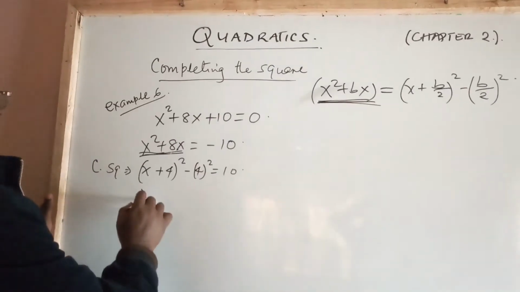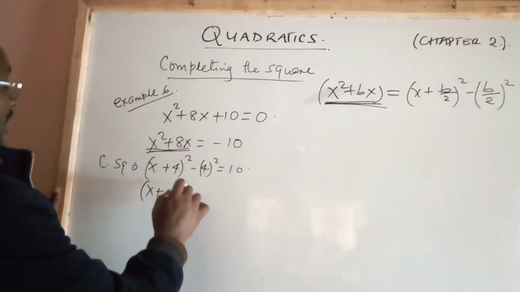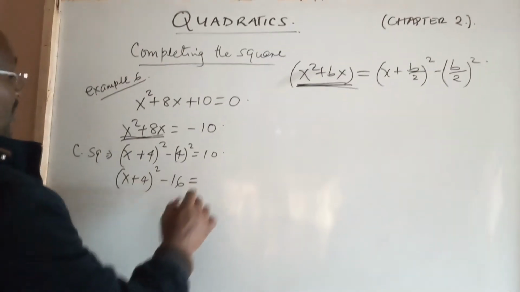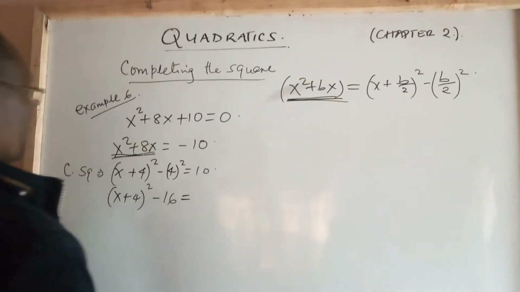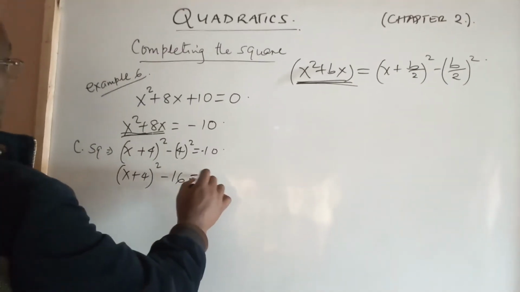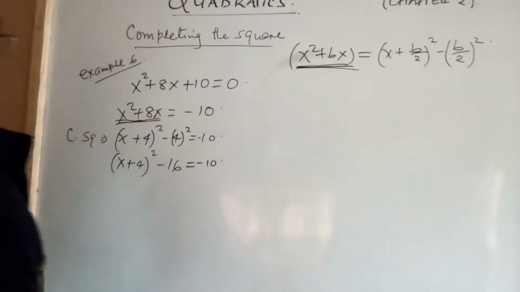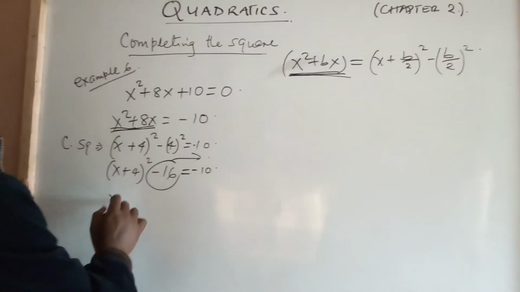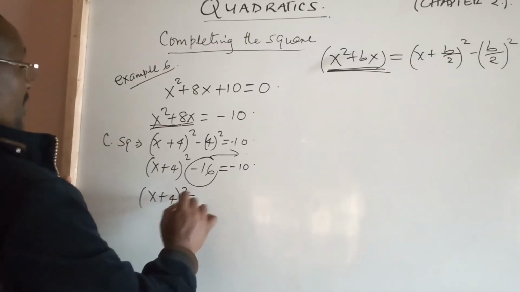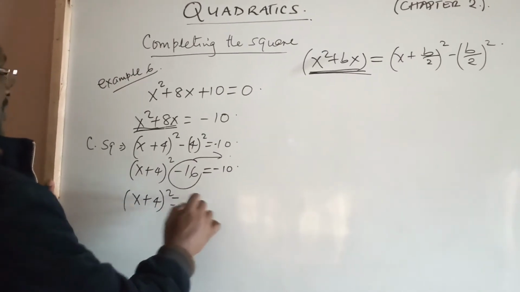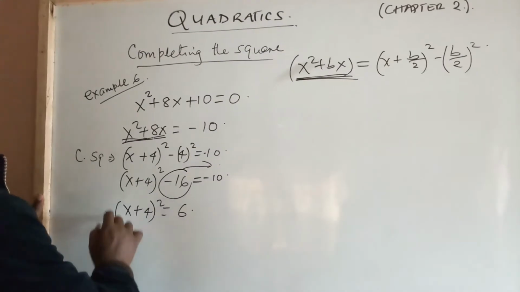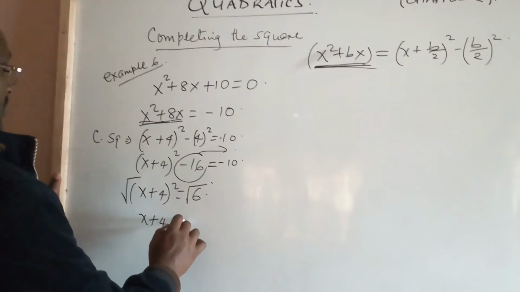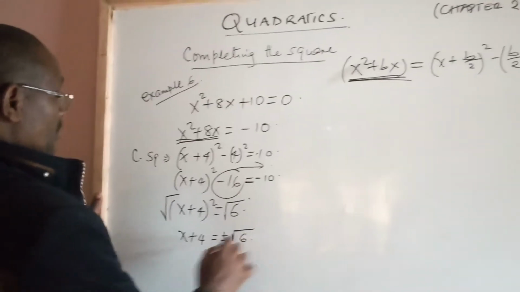And of course this gives us x plus 4 squared minus 16, because 4 squared is 16, equals not 10 but negative 10, so to speak. Fine. If you bring negative 16 across, you're going to have x plus 4 squared equals minus 10 plus 16, which is 6. And therefore, if you square root both sides, we are going to have x plus 4 equals plus or minus the root of 6.